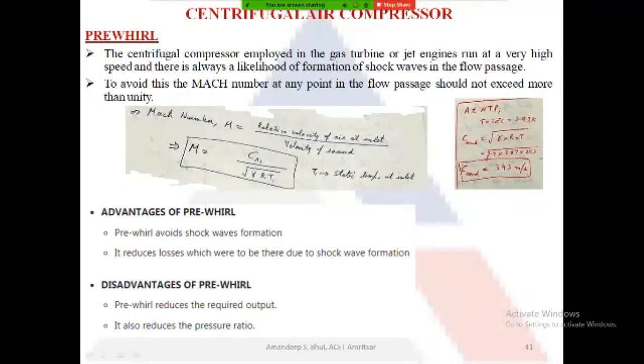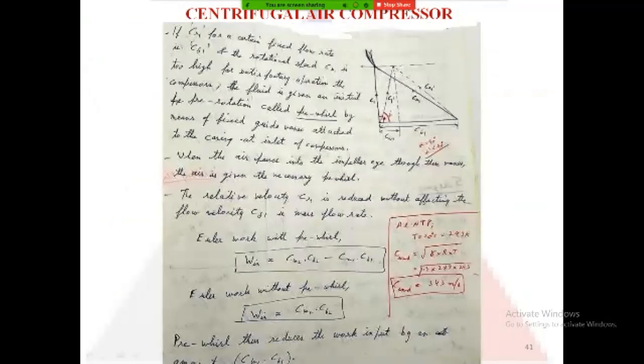Now, what are the advantages of pre-whirl? Pre-whirl avoids shock wave formation. It reduces losses which would be there due to shock wave formation. We know that if we cross the sound barrier, shock waves are produced. Now this shock wave is very dangerous for the various parts of the compressor. It might damage the compressor. Now, what is the disadvantage of pre-whirl? It reduces the required output and it also reduces the pressure ratio. So if we decrease the angle at the inlet, it will decrease the pressure ratio. So these are the disadvantages of using pre-whirl.